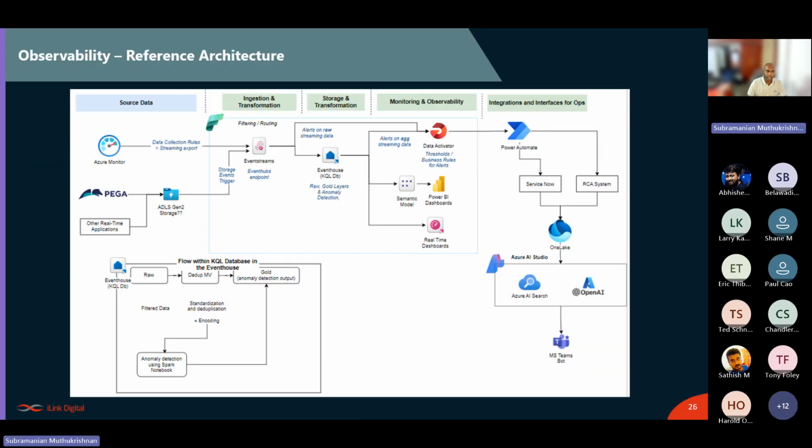And as you can see here, this is a reference architecture where you can see Azure Monitor, Pega applications, all these logging systems stream data into the event stream and then to the eventhouse, where we are able to create those anomaly detection algorithms on top of those Kusto tables, eventually calling the downstream applications on ServiceNow and performing the root cause analysis.